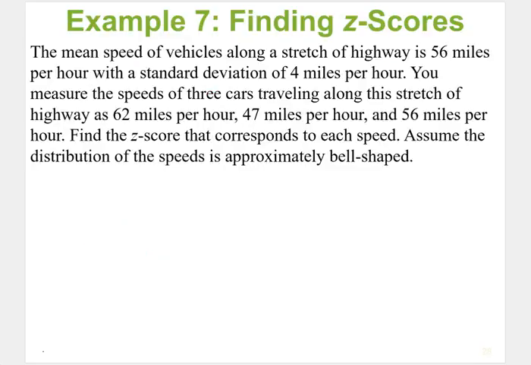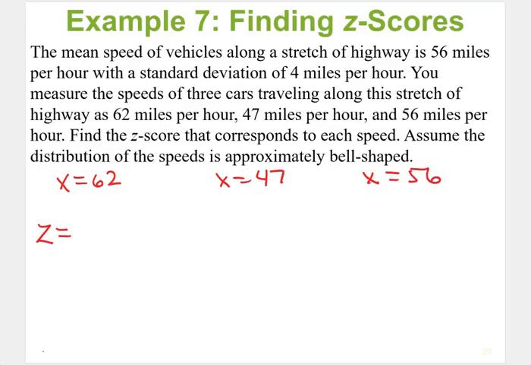All right, so the mean speed of vehicles driving along a stretch of highway is 56 miles per hour with a standard deviation of 4. You measure the speeds of 3 cars that are traveling along this stretch of the highway. One's traveling at 62, one's traveling at 47, and one's traveling at 56. Find the z-score that corresponds to each speed. All right, so we have a speed of 62, we have a speed of 47, and we have a speed of 56. So we're going to find the z-score for each.